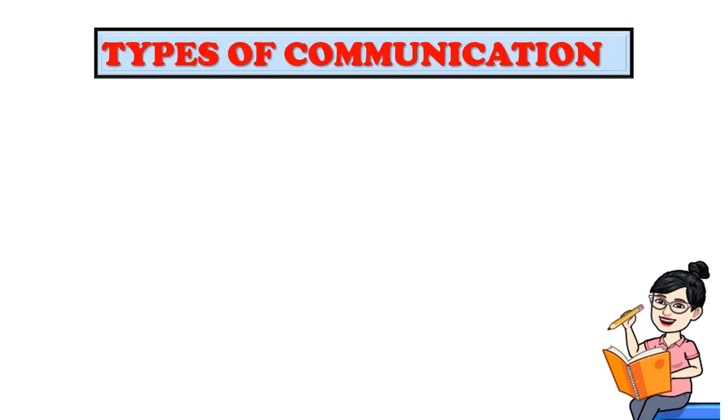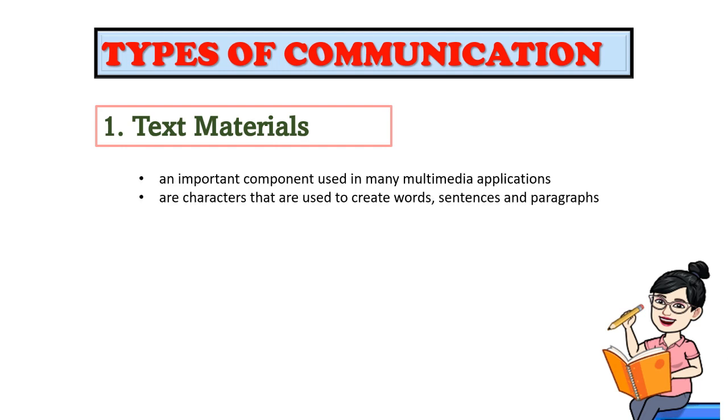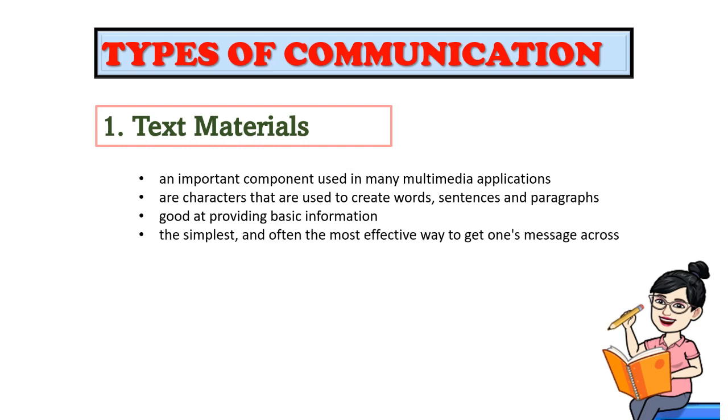Number 1. Text materials. Text is an important component used in many multimedia applications. They are characters that are used to create words, sentences, and paragraphs. Text is good at providing basic information. It is the simplest and often the most effective way to get one's message across.